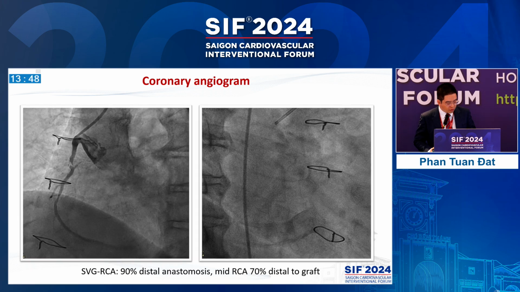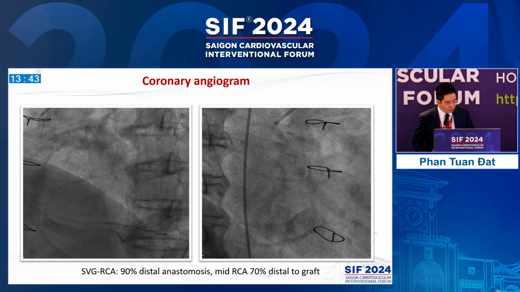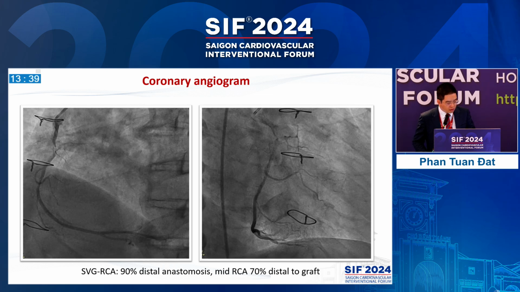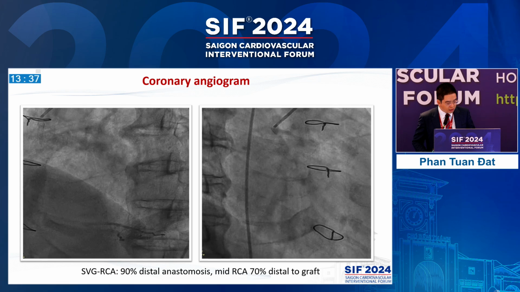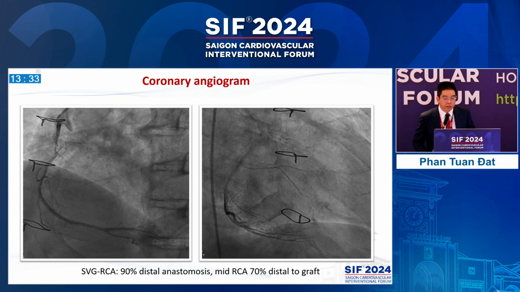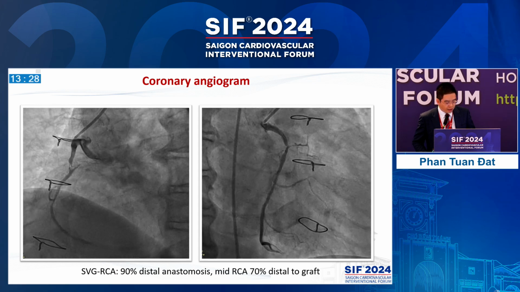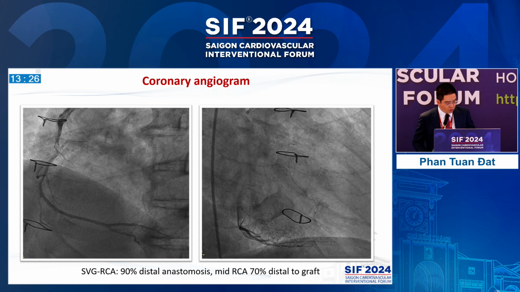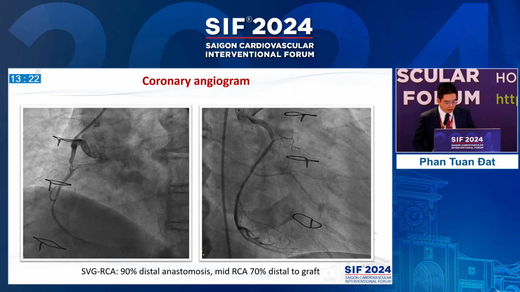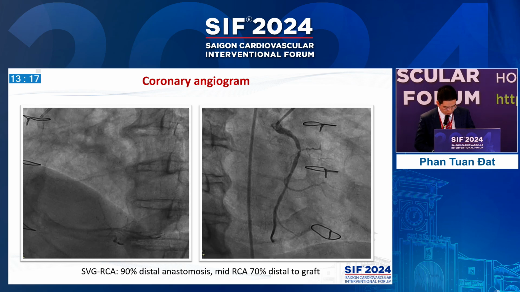Turning our attention to the SVG to the RCA, we identified a complex lesion with 90% stenosis of the distal anastomosis and 70% stenosis of the mid SVG. And you can see, interestingly, that the graft is very short, reflecting the surgical technique of almost 4 decades ago. In view of the patient's symptomatic presentation, we decided to do PCI to the SVG to RCA graft.